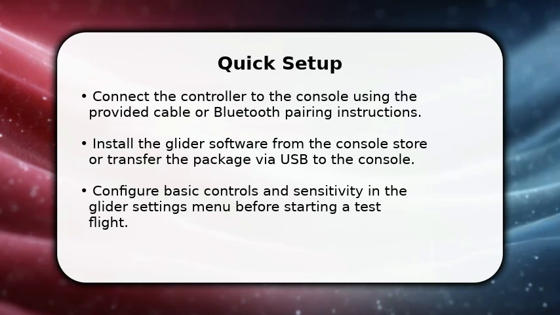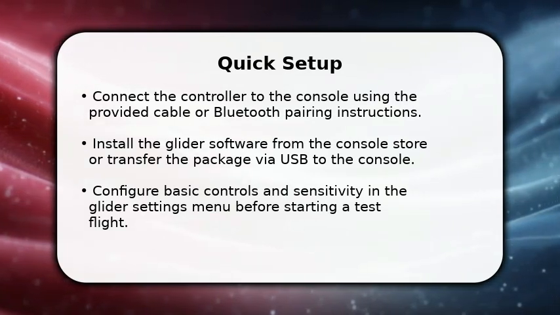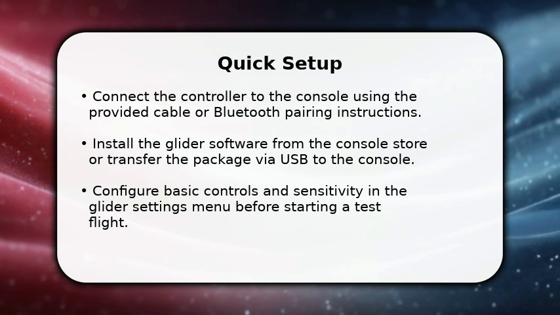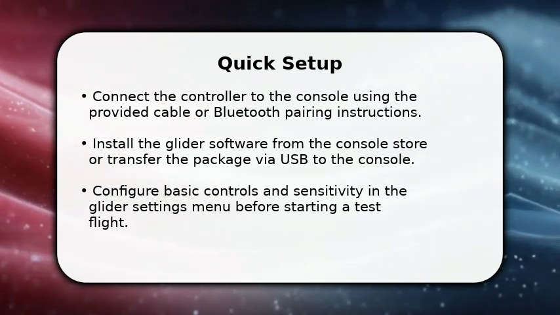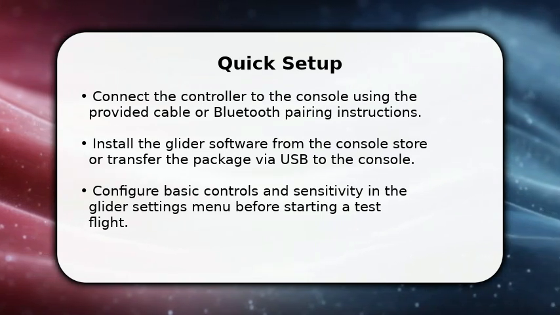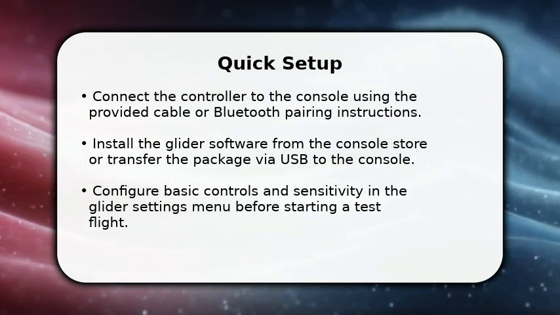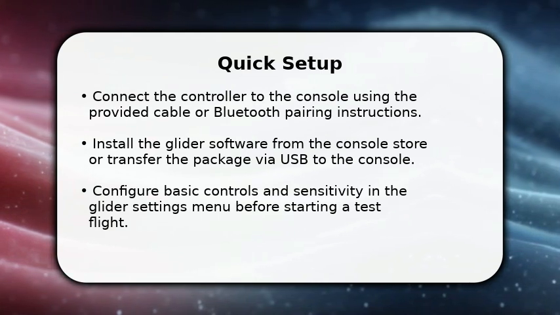Enjoy the video. In this video, I will explain how to use Glider on Console Easy Guide. Start by powering on your console and connecting the Glider controller. Open the console store or file manager to install the Glider app. Follow on-screen prompts to grant permissions and complete installation.